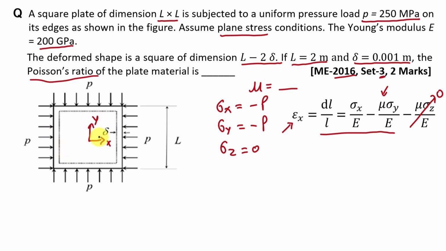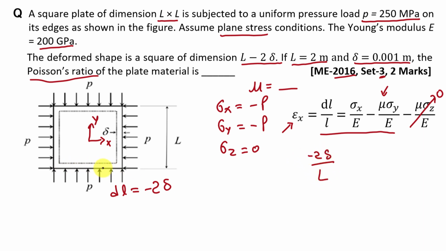Here we have taken this direction as x direction and we can see that this distance is delta, right? So here this distance is also delta. So total change in dimension in x direction will be 2 delta, right? And this dimension is decreasing, so we have to take this dl is equal to minus 2 delta, right? So here we can write minus 2 delta divided by capital L.